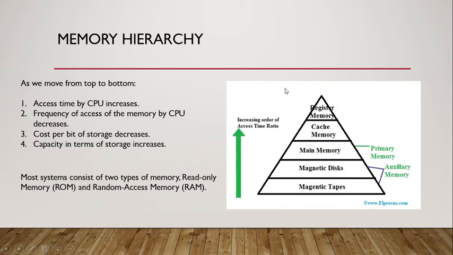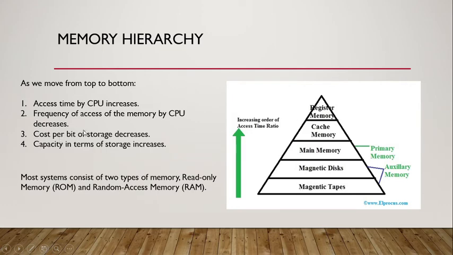As we move from the top to bottom, the access time by the CPU increases, and most commonly the CPU will be accessing the main memory. So the frequency of access of the memory by the CPU decreases. That is, as we move from top to bottom, it less frequently accesses this external memory.